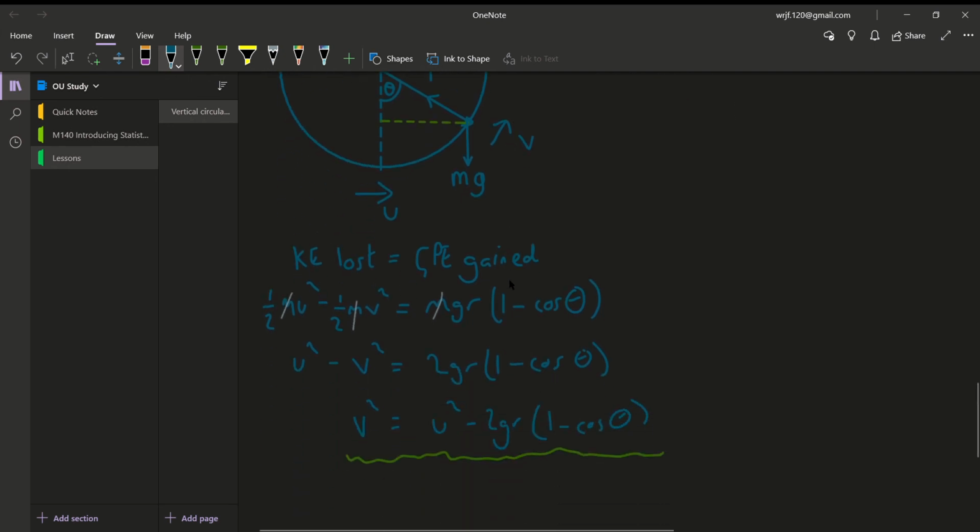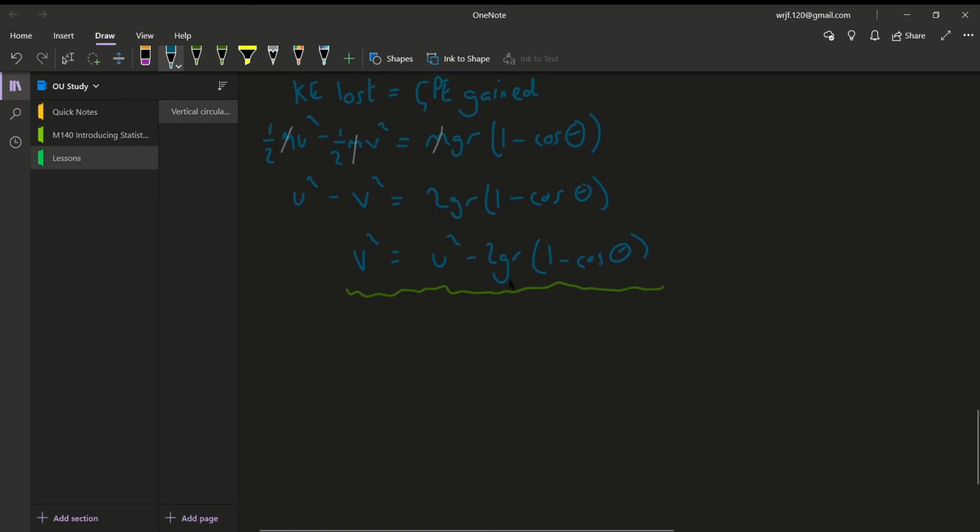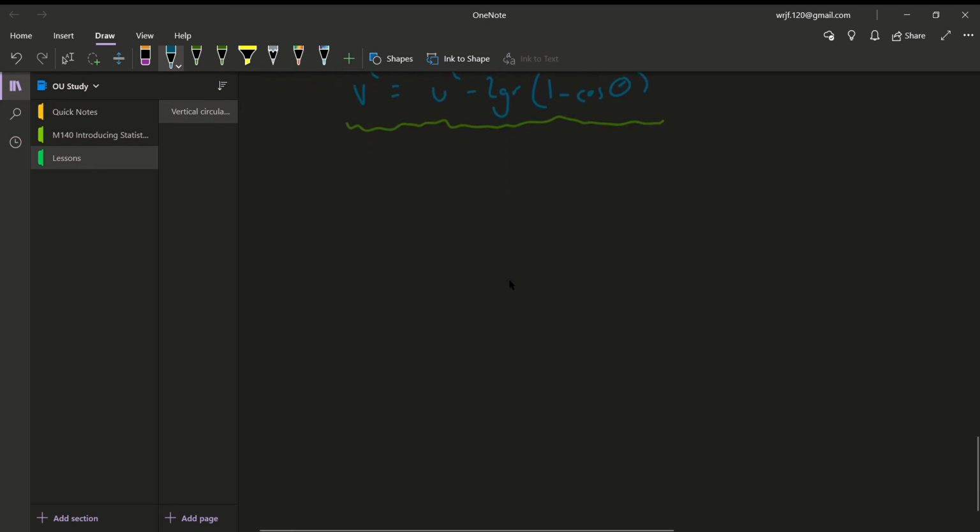So theta equals 180. If we still have v being greater than 0 when theta is equal to 180, then the object will complete a circle, will perform a complete circle. So here's how we might think about doing that. So this is for a complete circle. For a complete circle, we don't need to worry about v being greater than or equal to 0. We can have v, as long as v squared is greater than 0.